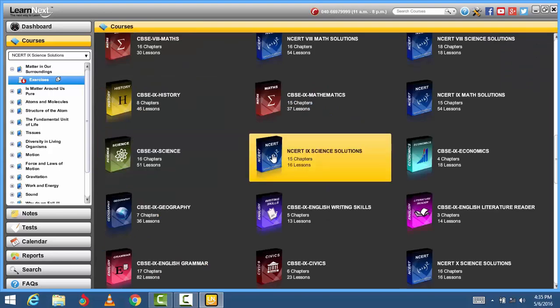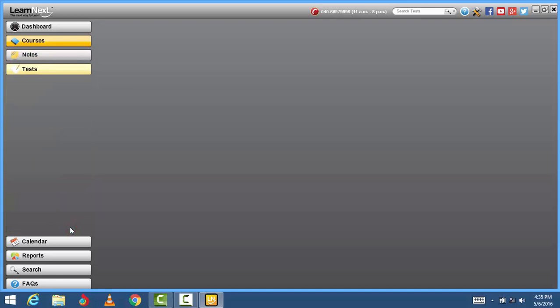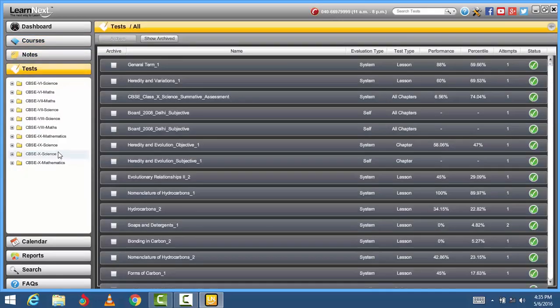Apart from this, for the math and science, we also have some tests. Clicking here, these are the unique tests. Clicking here, tests will be there only for math and science. This is 9th standard math, 9th standard science. Clicking here, these are the chapters.